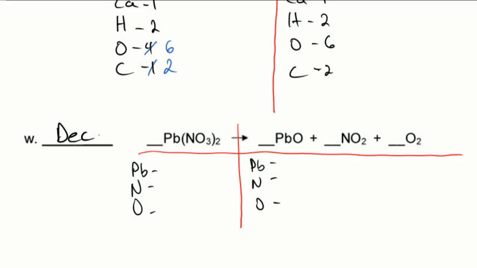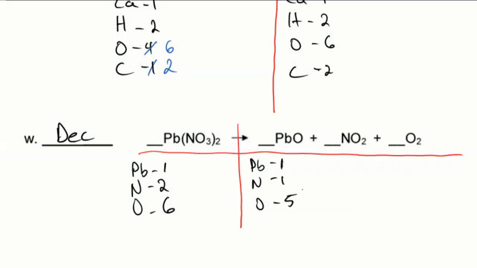It doesn't necessarily just have to break down into 2. In this case, obviously 3 things. So let's count them up and then we'll see if we can balance. 1 and 1. I have 2 nitrogens to start. I have 6 oxygens. I have 1 nitrogen over here and 5 oxygens.